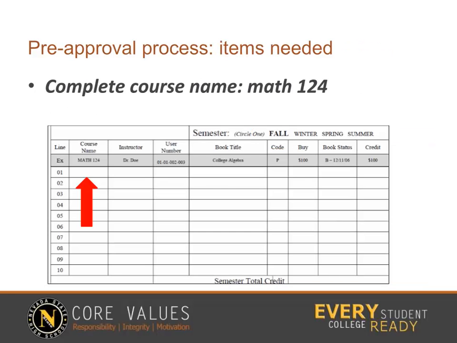The first column in the middle section asks for your course name. This can be found on your eFollett.com printout. Your assignment: use Math 124 as an example and write it under the course name column on your hard copy of the textbook form now. Click to the next slide when you are ready.